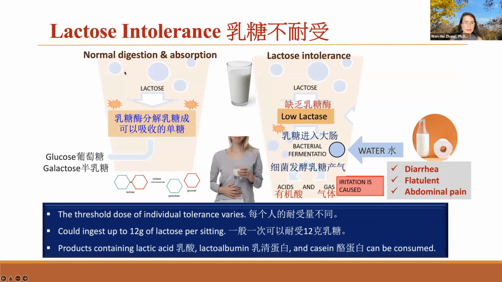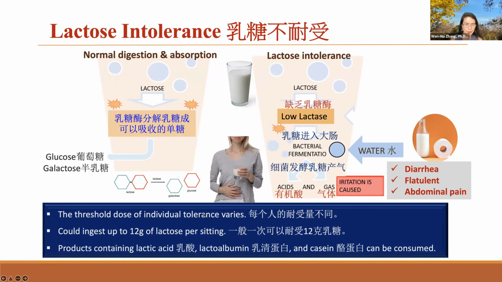So lactose intolerance is a lack of lactase. Lactase digests lactose into 1 glucose and 1 galactose, and then the glucose and galactose will be absorbed into the bloodstream. But people with lactose intolerance don't have enough lactase to digest lactose, and then the undigested lactose goes into the large intestine. Bacteria ferment lactose and produce acids and gases that lead to diarrhea, flatulence, and abdominal pain.